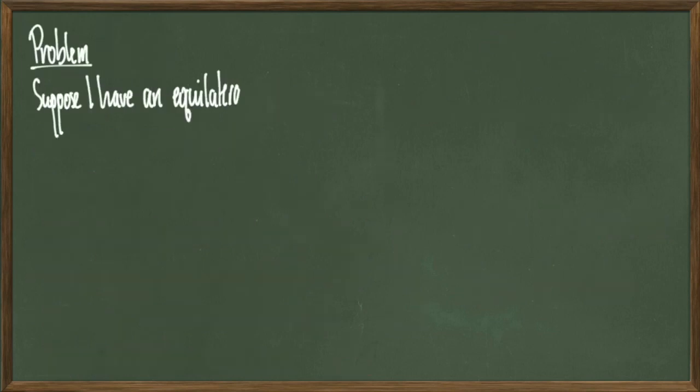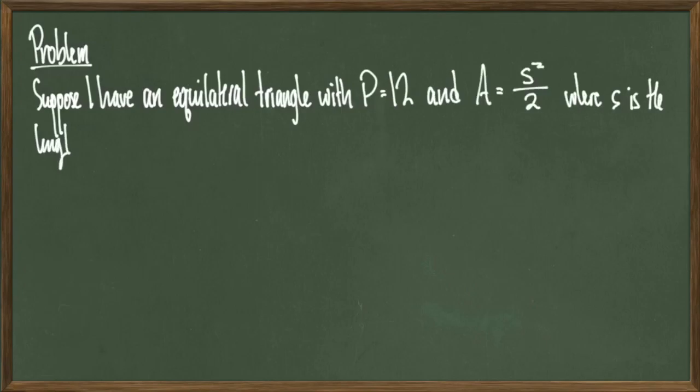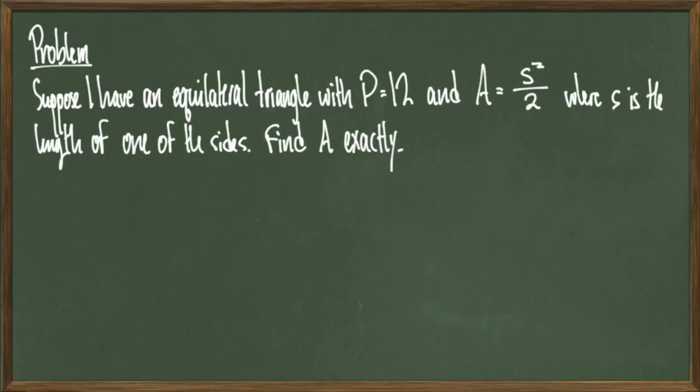Let's look at some examples. Suppose that I have an equilateral triangle with perimeter equal to 12 and area equal to s squared over 2, where s is equal to the length of one of the sides of my triangle. Our goal in this problem is to find what a is exactly. Note, this is not a general formula for area, this is just what area equals in this particular problem.